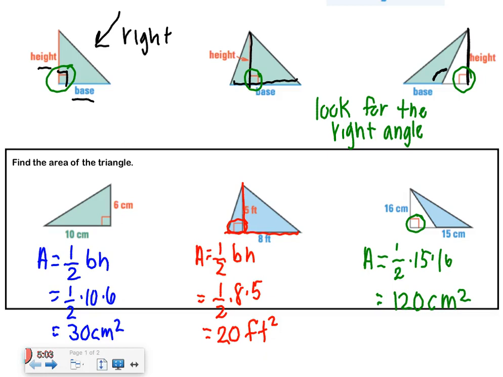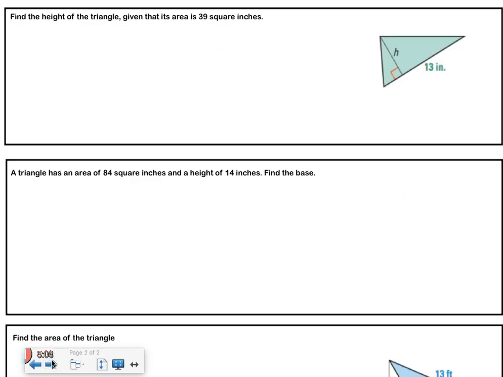All right, makes sense? Now let's see if we can try this working backwards. It says find the height of the triangle given the area is 39 square inches. So again, start with your formula. Plug in what we know. We have our area is 39, so that's our A. We have to look at our picture here. Our base is 13, and we're looking for the height.